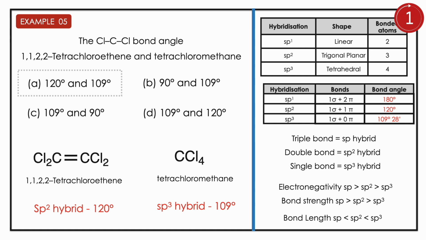So alkene means sp2 hybridized carbon, with a bond angle of 120 degrees, and sp3 hybridized carbon has a bond angle of 109. So the order will be 120 degrees and 109 degrees. The concept you have to learn here is hybridization can change the bond angle.